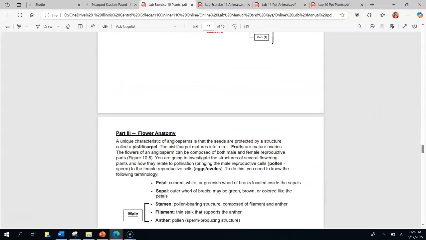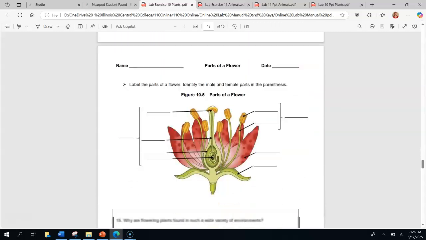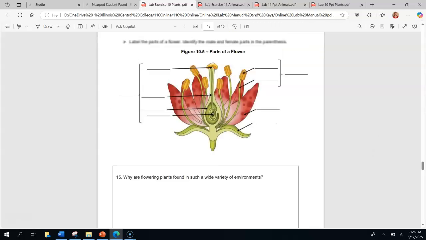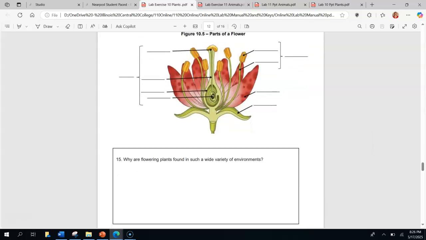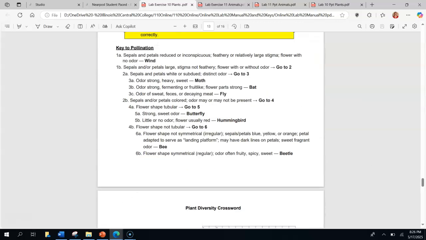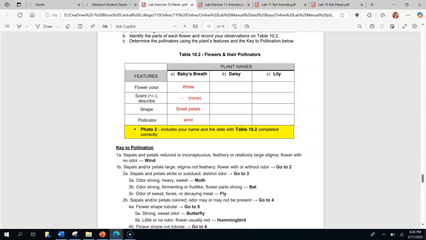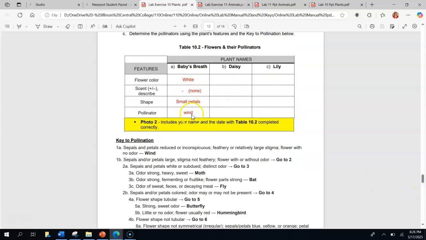Then we're going to scroll through here. We've got some flower anatomy. So we're going to label a flower. This is going to be photo 2. So label the flower and take a photo of that, answer the question. Then we have some pollinators. So we need our plants to be pollinated. And this is another one you sometimes get a little confused on. So I've done the first one for you.